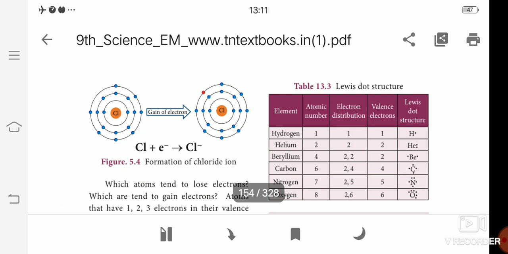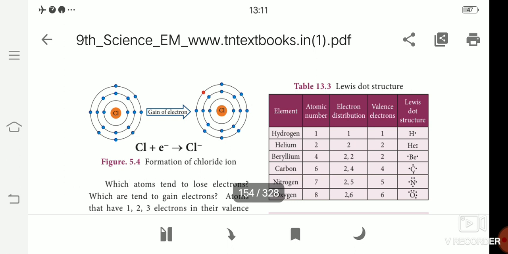Now we will see about the strong bond. The strong bond is further classified into four types: ionic bond, covalent bond, coordinate bond and metallic bond. And now we will see about the ionic bond.